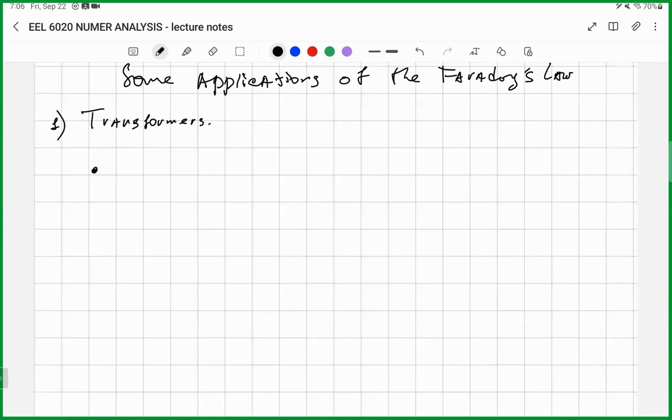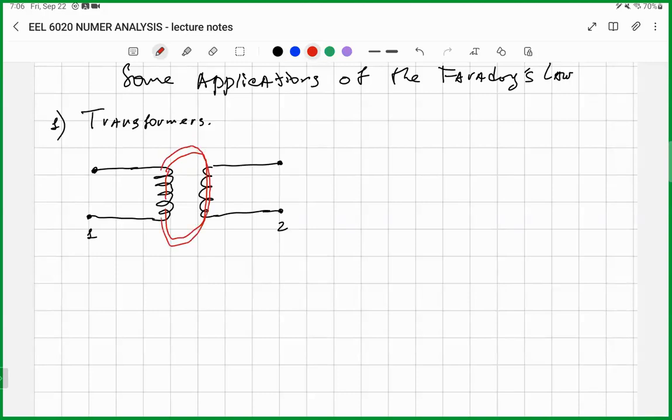We will probably simulate one of these, but for now, let me quickly describe how it looks and how it works. The transformer has two coils, the first coil and the second coil. The first coil can be connected to an alternating current, and this alternating current creates a magnetic field. And this magnetic field will be changing in time.